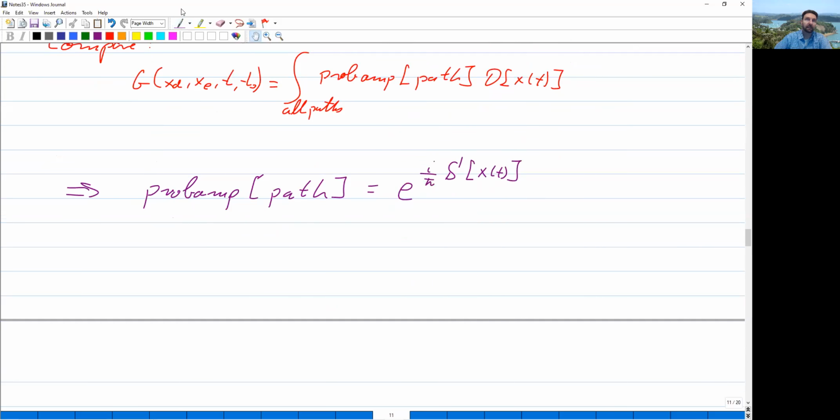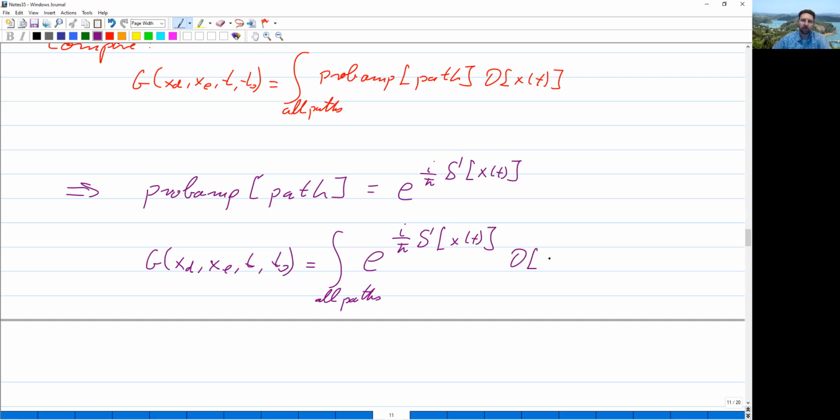So what we have now is a completely new way of calculating what the Green's function is. The Green's function G(x, x₀; t, t₀) is the sum over all paths of e to the power of i over ħ times S of the path x(t), where we have to sum over all possible paths x(t).